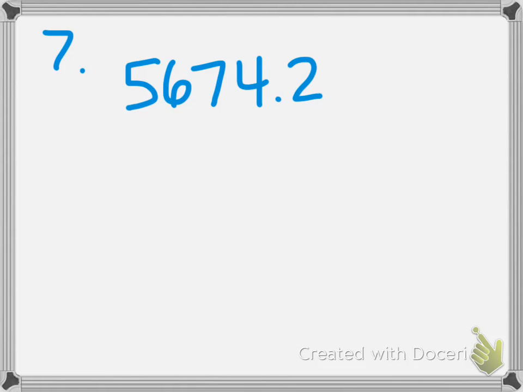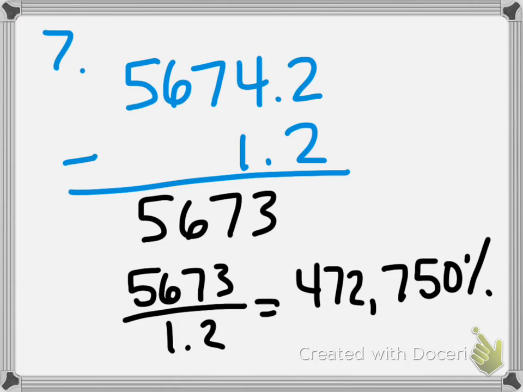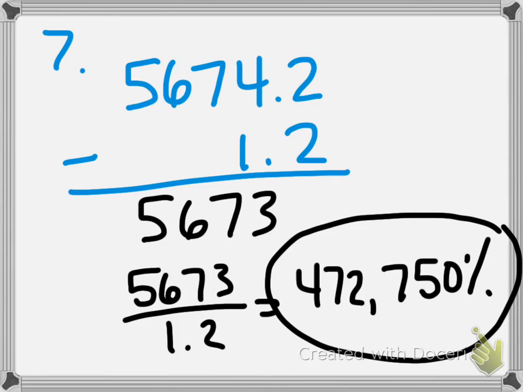Number 7, in 1900, the U.S. public debt was $1.2 billion. This number increased to $5,674.2 billion in 2000. Find the percent of increase. So you're going to take these two numbers and subtract to find the percent of increase. So I want you to do this, pause the video, and find your answer. Okay, so you should have found that the percent was 472,750%. Whoa, that's a lot of debt. Okay, let's move on to number 8.